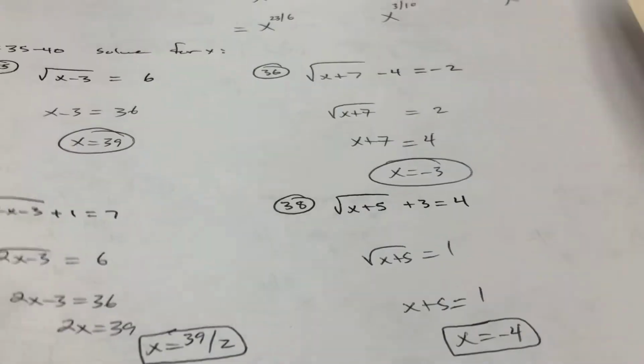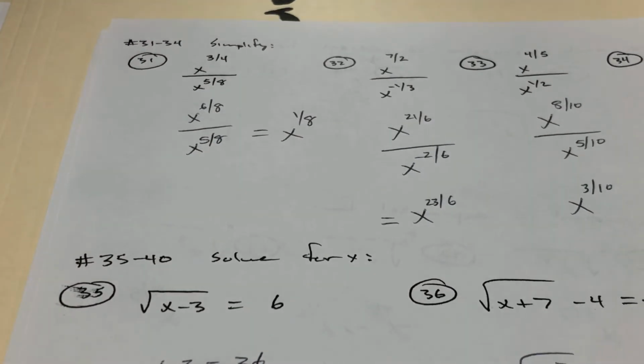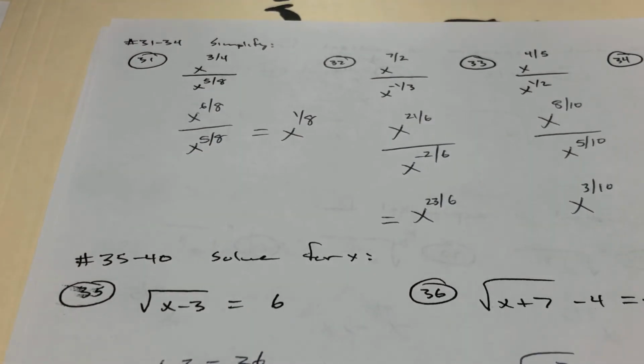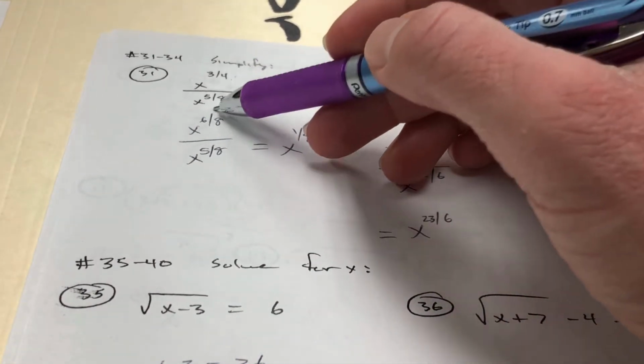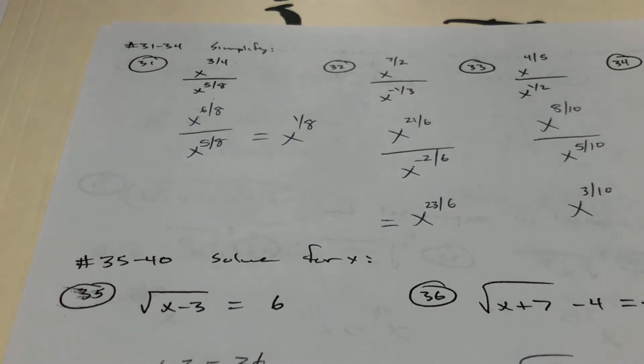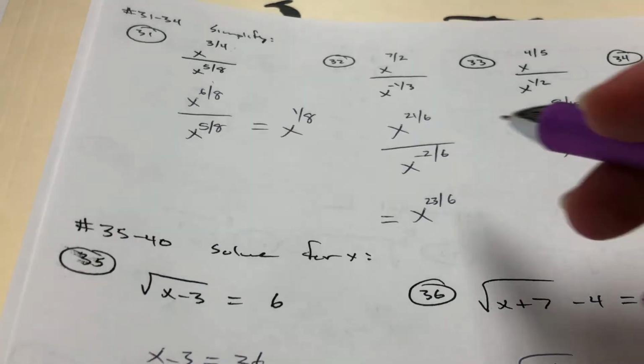All right. On 31, going to divide, get the same base for the exponents, the fractional exponents, that is. X to the 6/8 divided by x to the 5/8. Subtract the exponents, that's x to the 1/8. Same thing, 7/2, negative 1/3. Common denominator of 6, subtract the exponents. 21 minus a negative 2. That's x to the 23/6.